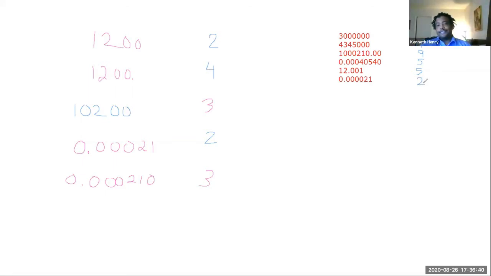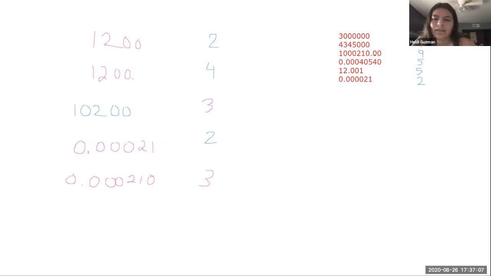Why are those 2 zeros after the decimal significant? Because we put that decimal there and we wrote 0, 0, which means we're saying that I'm really sure about this number to the hundredths spot. Had I not put those zeros there, they wouldn't have counted. If I had not put that decimal there, it wouldn't have counted.